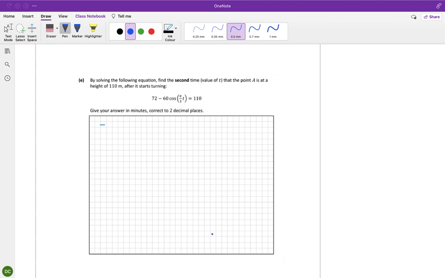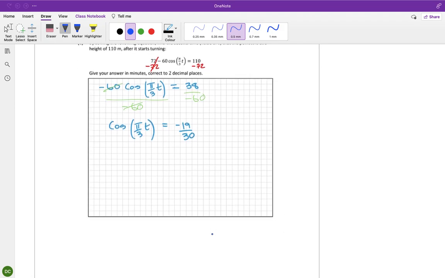So minus 60 cos pi over 3t. Sorry, what I'm doing is I'm moving this over. I just didn't write it. So that equals, I think we did this, that equals 38. And then what I'm going to do is I'm going to divide by minus 60 on both sides. So that's that, right? That is an equation that I need to solve.